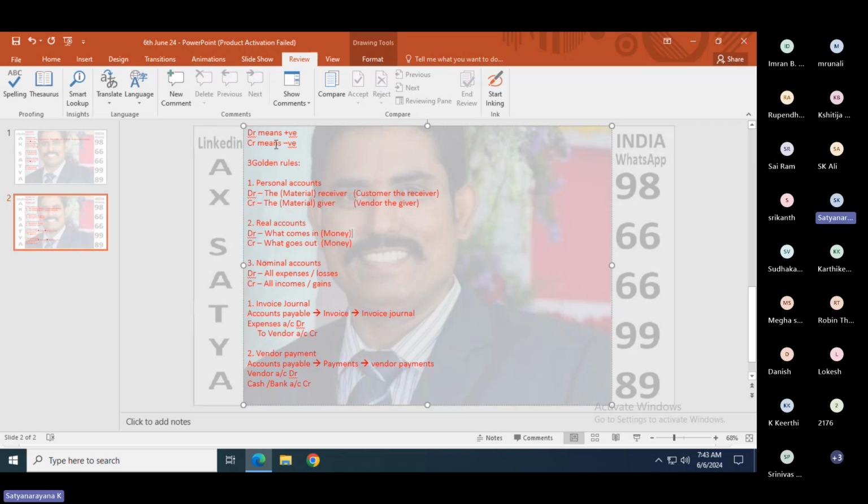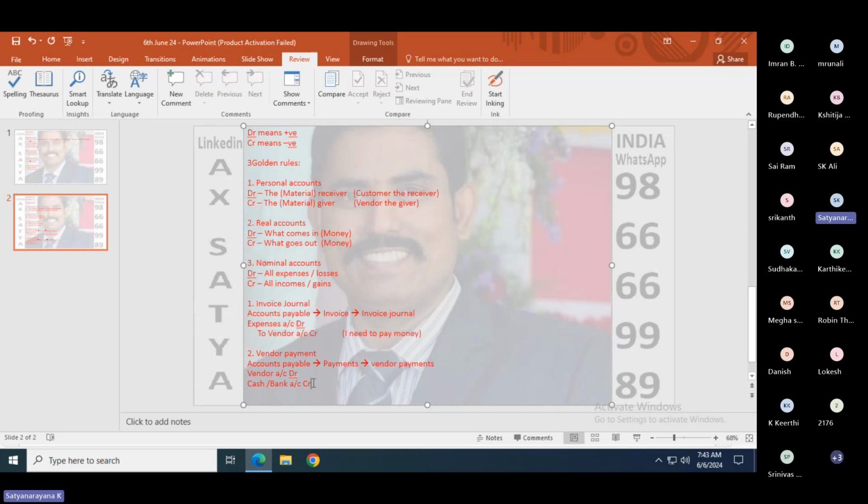So here, at the time of invoice, expenses account debit to vendor account credit. Simply, you need to remember, for vendor, I need to pay money. It is a liability. In Telugu it is appu. Okay, liability. We need to pay.